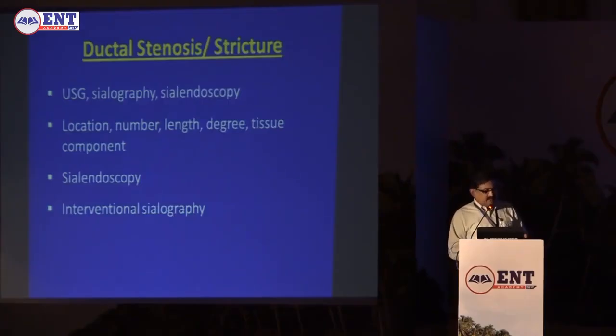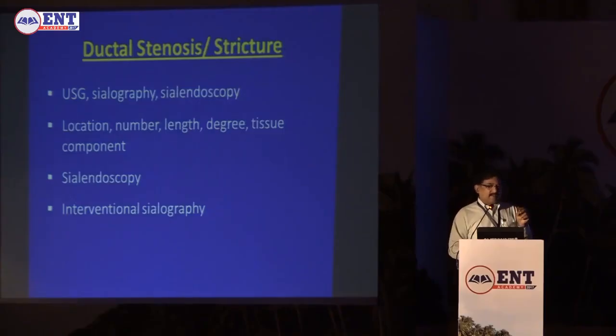Now let us talk something about ductal stenosis or stricture. If you look carefully, if 3 people are coming with stones, there will be at least 2 people with stricture, where ultrasound will not show a stone, but stricture will be there. But stricture also has to be treated. If you don't treat stricture, again they will go for recurrent sialadenitis.